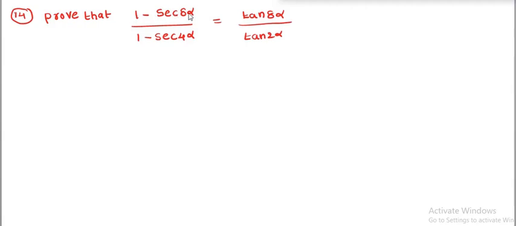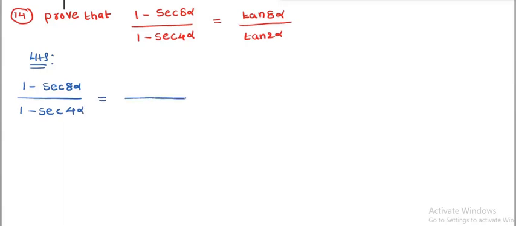So prove that (1 minus secant 8 alpha) by (1 minus secant 4 alpha) is equal to tan 8 alpha by tan 2 alpha. So taking LHS, 1 minus secant 8 alpha by 1 minus secant 4 alpha, this is the main fraction. Write secant 8 alpha as 1 by cos 8 alpha, and secant 4 alpha as 1 by cos 4 alpha.